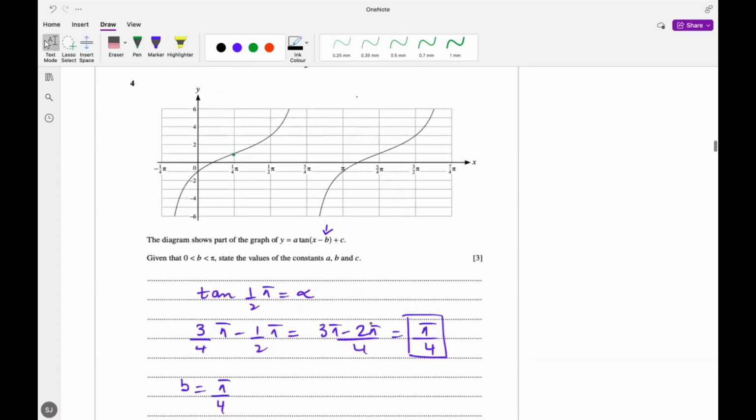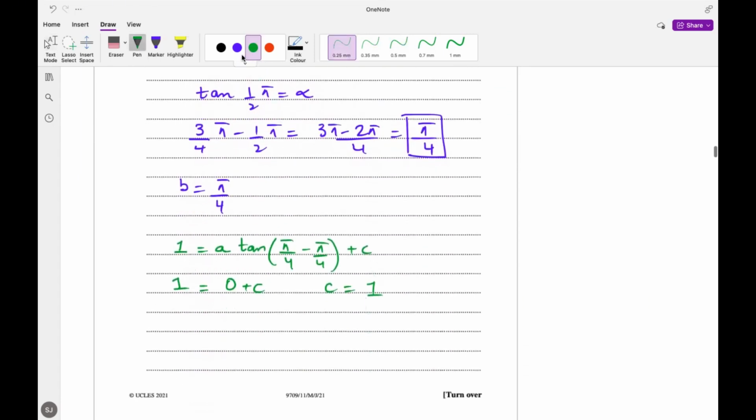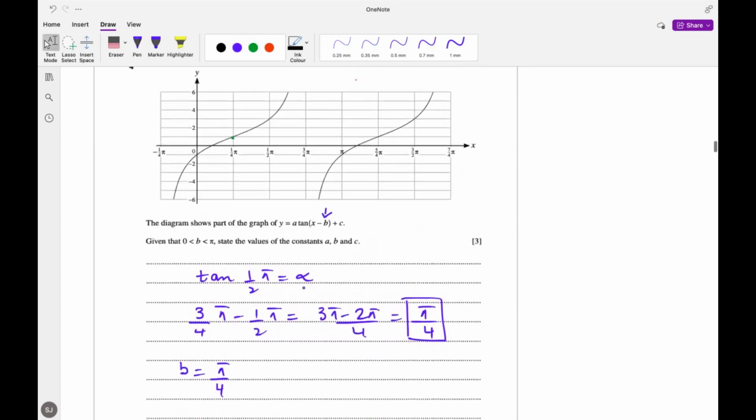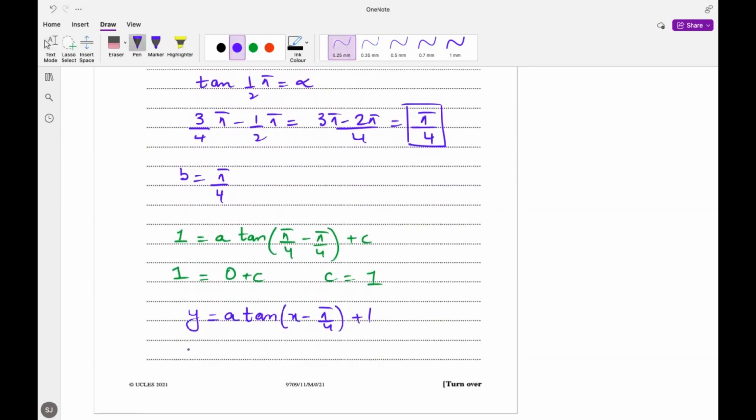Once we have the value of c, now to find the value of a, we can again use the expression with a different value. So we'll write it as y equals a tan(x minus pi/4) plus 1. Now at x equals 1/2 pi, the value is 3. So we'll write it as y equals 3 when x is pi/2.